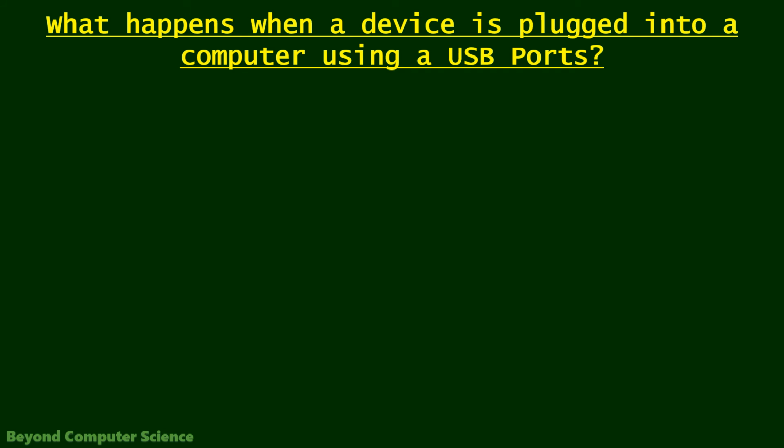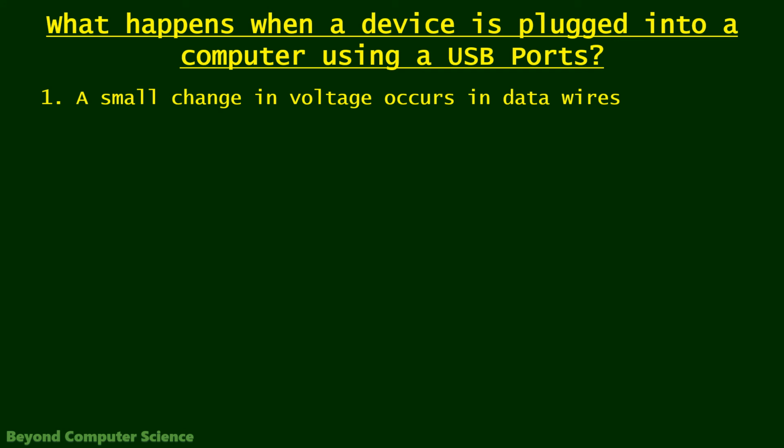What happens when a device is plugged into a computer using a USB port? So how your device actually starts working when you plug it in the USB port. So what happens in the background which you don't know? A small change in voltage occurs in data wires. So when you plug in a USB cable in a USB port, what happens? A small change in voltage occurs.